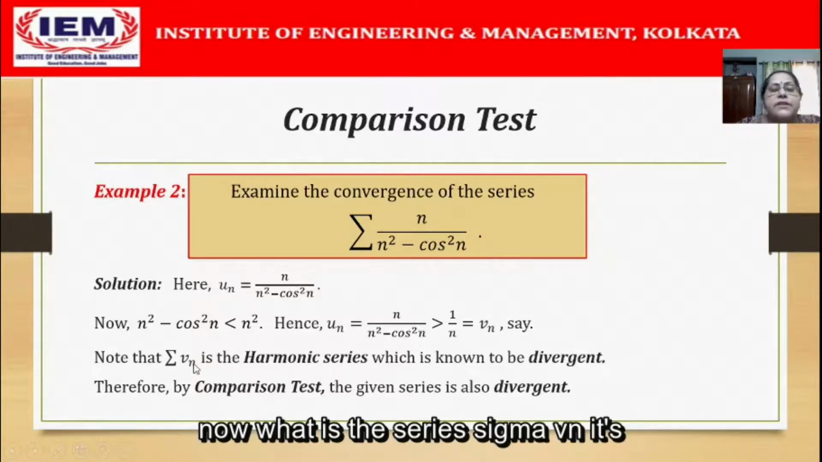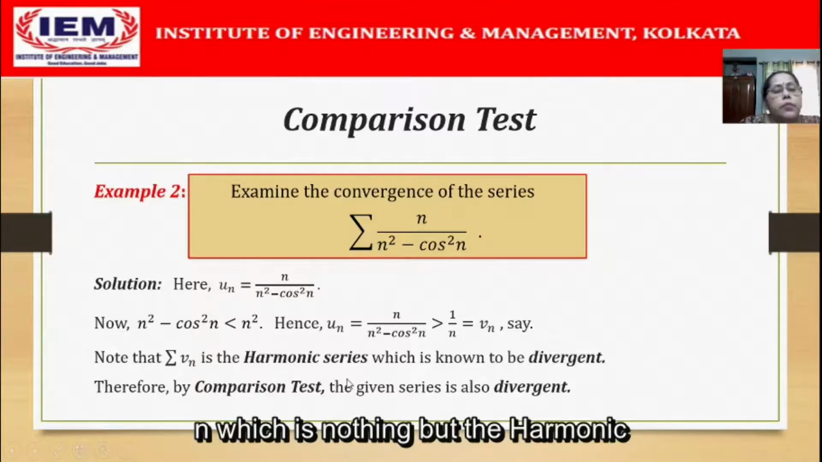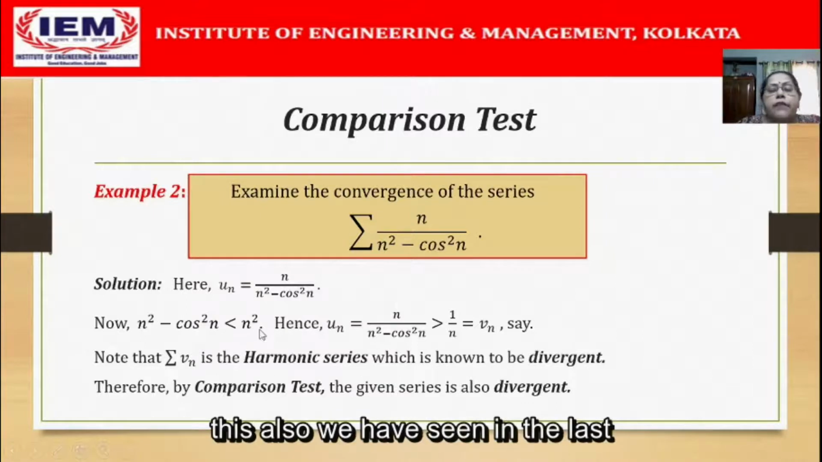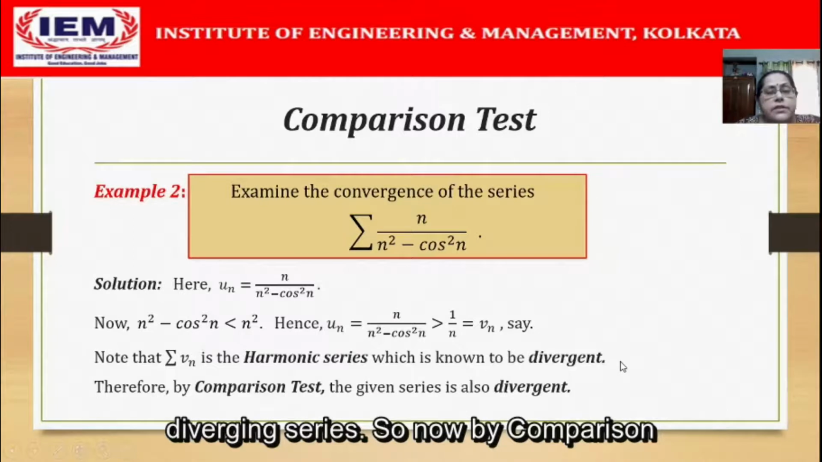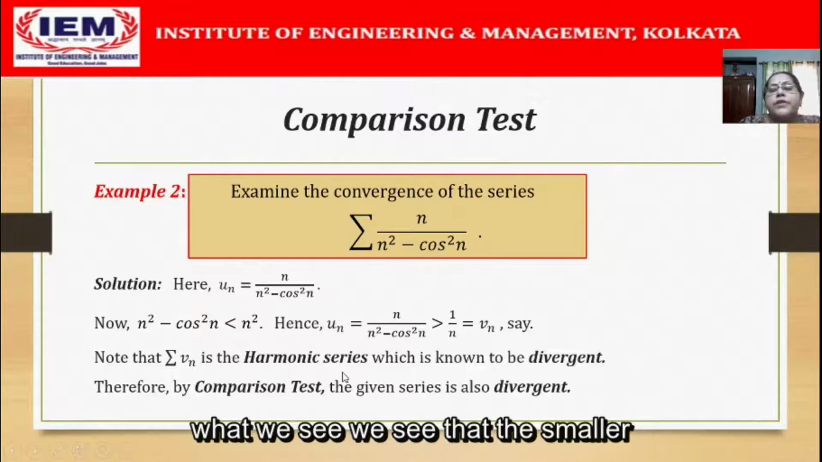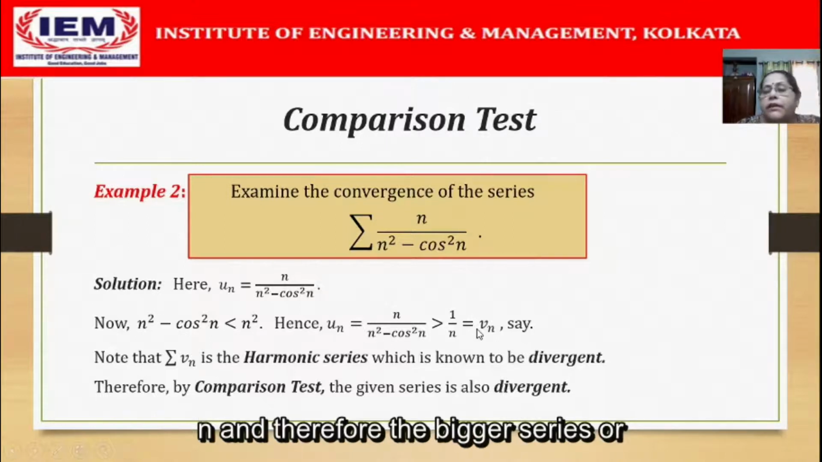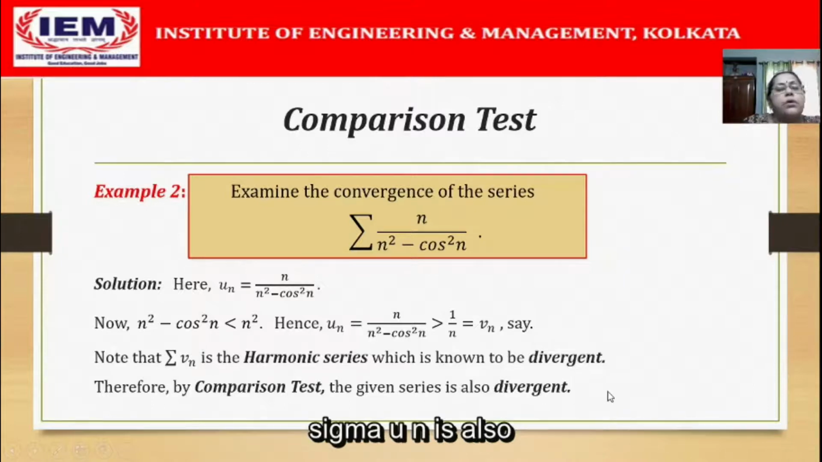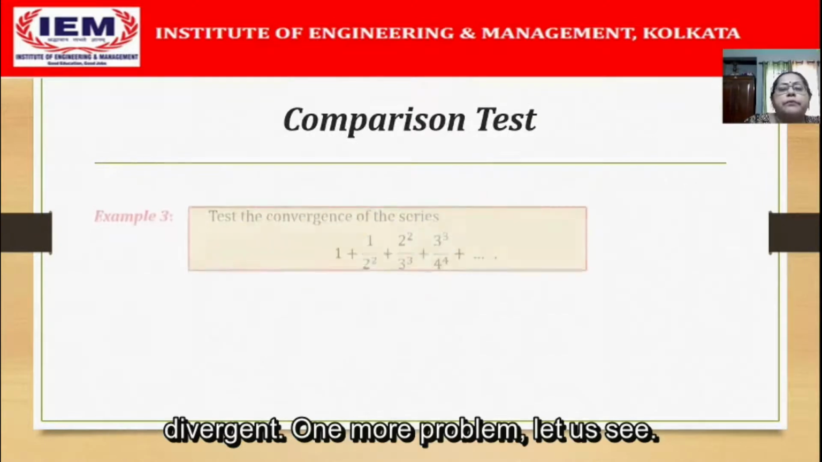Now what is the series sigma V_n? It's sigma 1 by n, which is nothing but the harmonic series. This we also have seen in the last session, and we know that this is a divergent series. So now by comparison test, what do we see? We see that the smaller series is divergent, as u_n is greater than V_n, and therefore the bigger series, sigma u_n, is also divergent. One more problem, let us see.